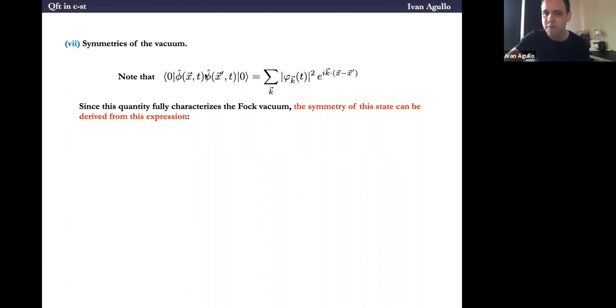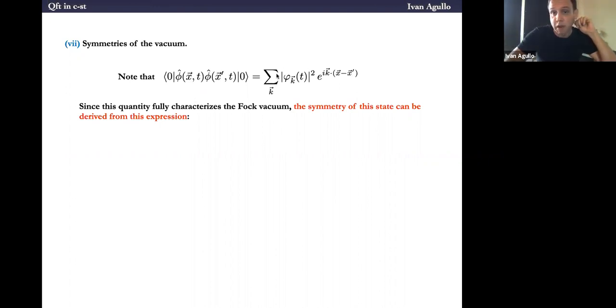So if you ask me, Ivan, I have this vacuum state, can you tell me if it is invariant under rotations? I say, of course. I compute the 2-point function and I see if the 2-point function is invariant under rotations. If it is, the vacuum is invariant. Again, because the 2-point function fully characterizes the vacuum. So let's do it here. Let's consider this family of possible Fock vacua in cosmology and see what their symmetries are.